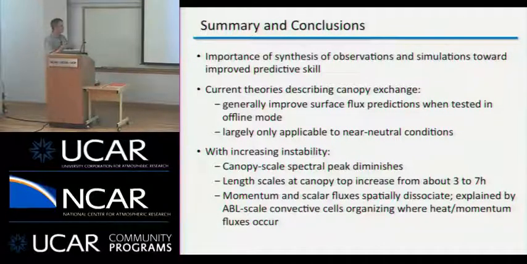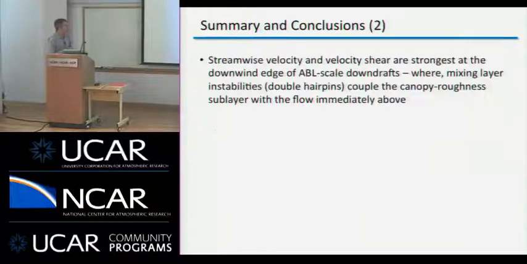Length scales at the top of the canopy grow with increasing instability from about 3 to 7 H, times the height of the trees. So that's 3 to 7 times the height of the trees. Momentum and scalar fluxes spatially dissociate, and we have tried to explain that based on the ABL scale structures controlling where those processes are occurring. Streamwise velocity and velocity shear are strongest at the edges of the downwelling plumes, the downwelling motions of the convective cells, where those outward motions are occurring.